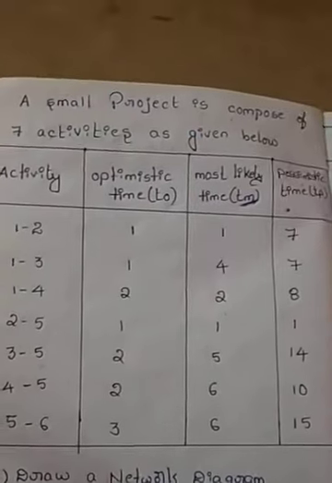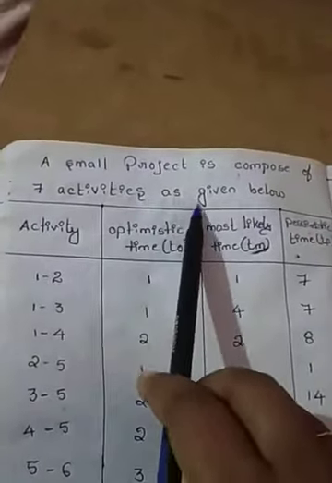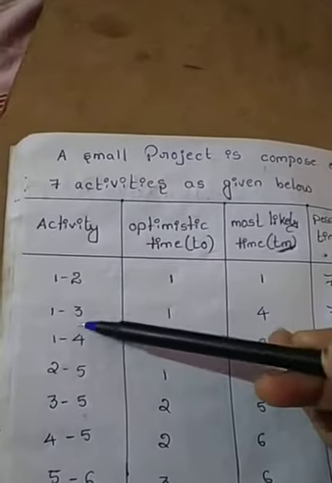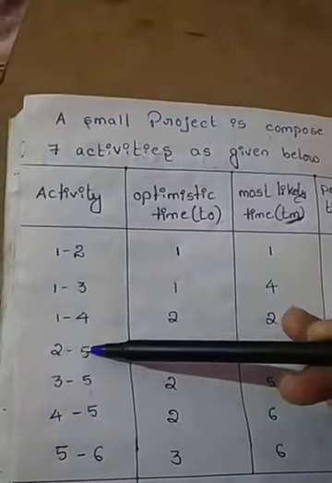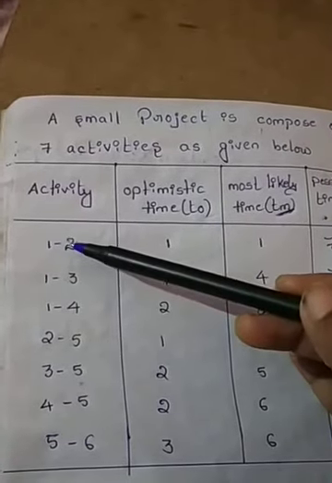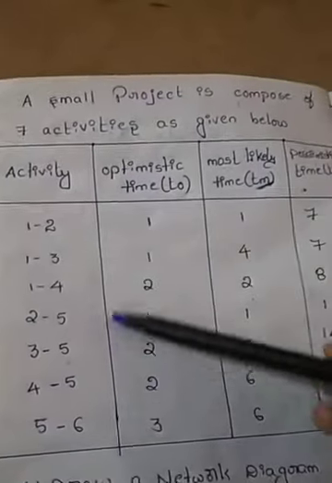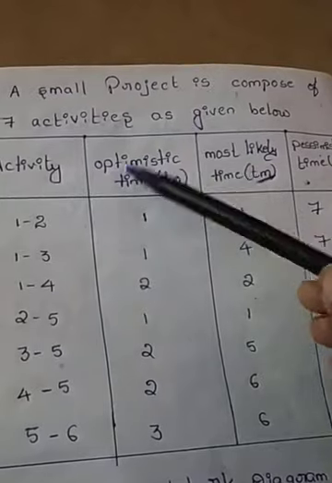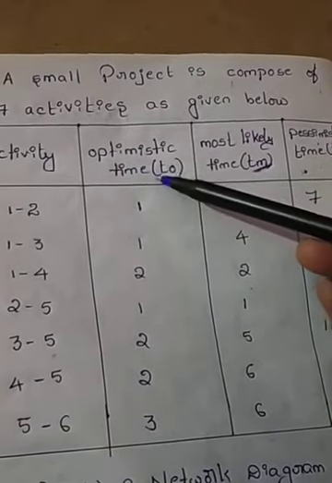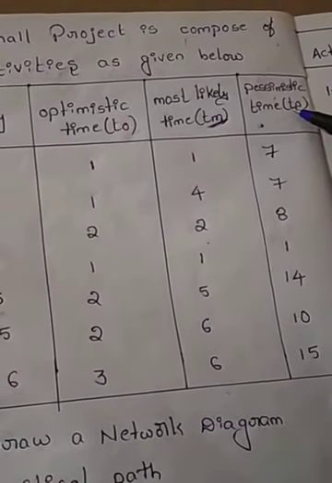A small project is composed of 7 activities as given below: 1 to 2, 1 to 3, 1 to 4, 2 to 5, 3 to 5, 4 to 5, 5 to 6. At the same time, they are giving the optimistic time TO, most likely time TM, and pessimistic time TP.